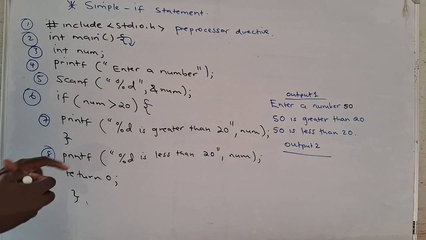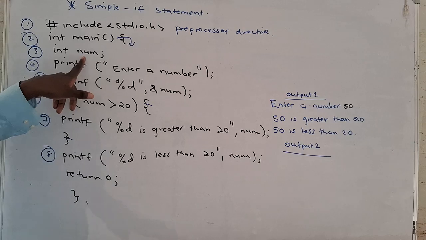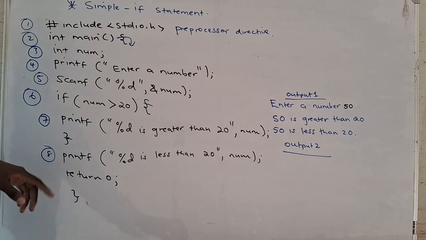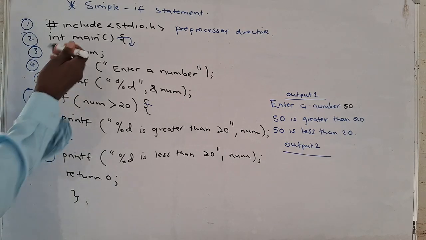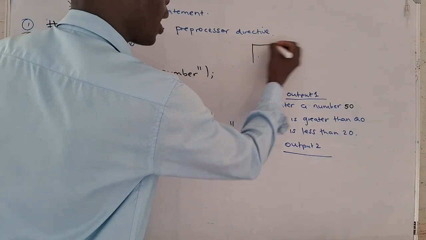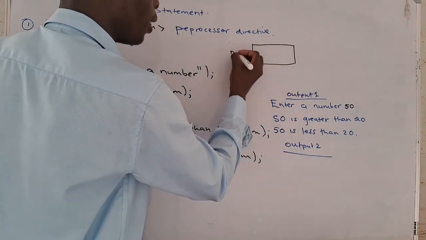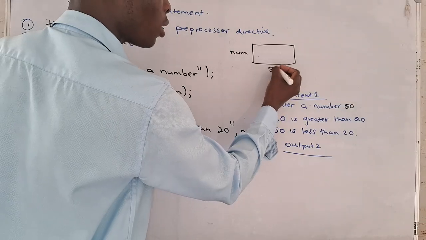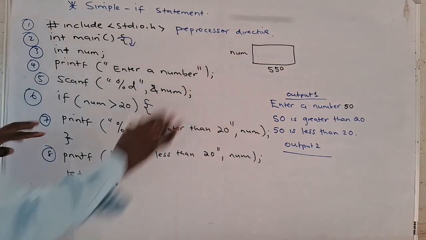Int num. What is the meaning of this? This is the declaration of a variable num. This statement is introducing a variable num to the compiler. So some space is going to be allocated for the variable num. Now suppose the memory address is 550. This is still empty.